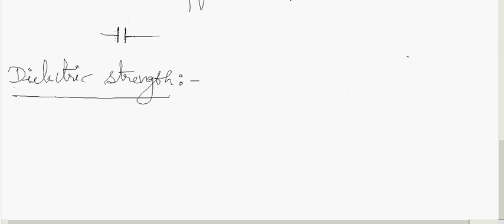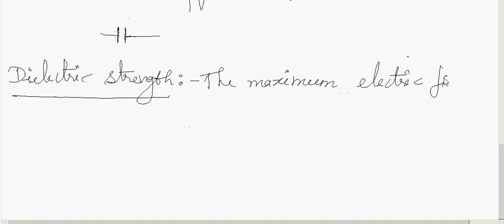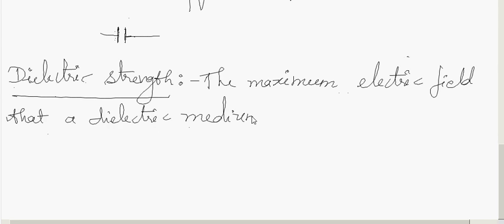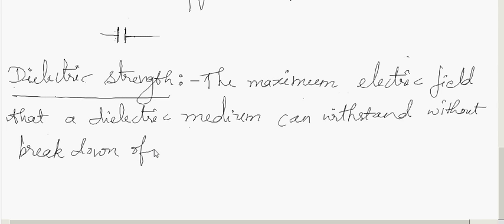For air, if you consider air as the dielectric medium, the dielectric strength is 3 into 10 to the power 6 volts per meter.